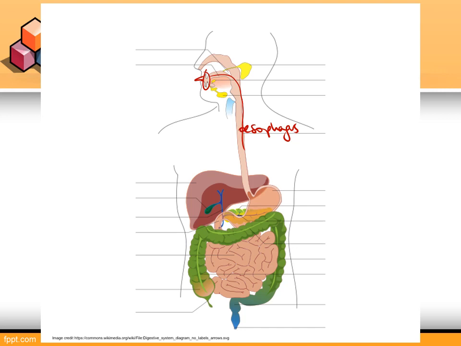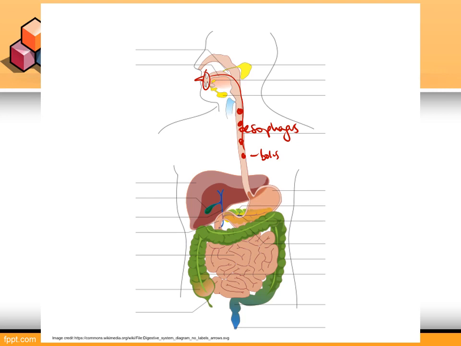Peristalsis happens here in the esophagus. Peristalsis is that sequential contraction of muscles that allows food, and we call the food that's getting sent down the esophagus the bolus. So the bolus is going to travel through the esophagus via peristalsis.